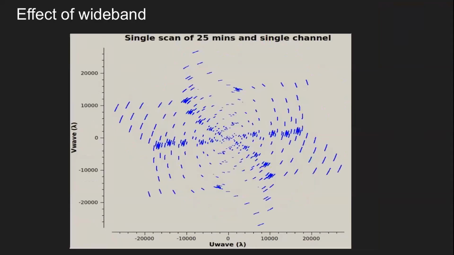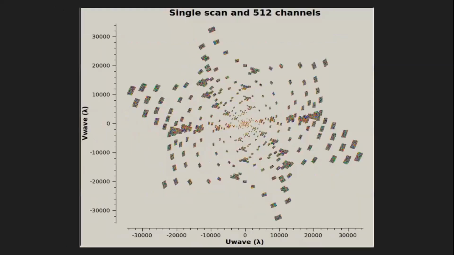Now let us try to understand the effect of wideband. What I have plotted here is a single scan of 25 minutes and a single channel from our observation wideband dataset. Here I have plotted again the single scan, but with 512 channels. So what we can find is that it is radially stretching, right? This is a single scan, so there is no earth rotation beyond 25 minutes. However, I am now increasing my bandwidth, that is, I am increasing the number of channels.